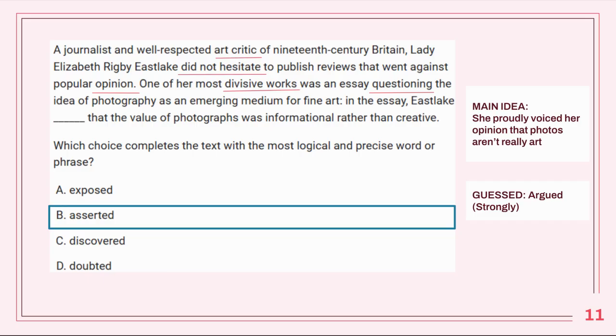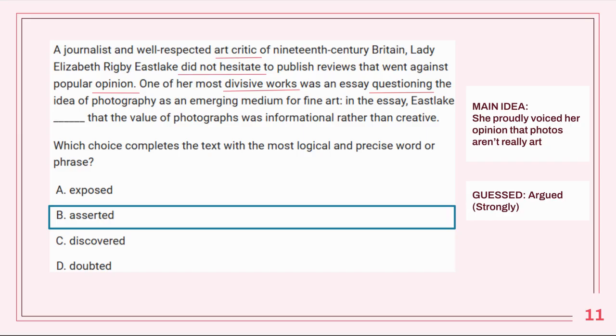She's asserting, and asserting means strongly saying, rather than exposing, which is like, this is the truth. That's what exposed means. So you can't expose your own opinion. Expose is the wrong word to use in this situation.